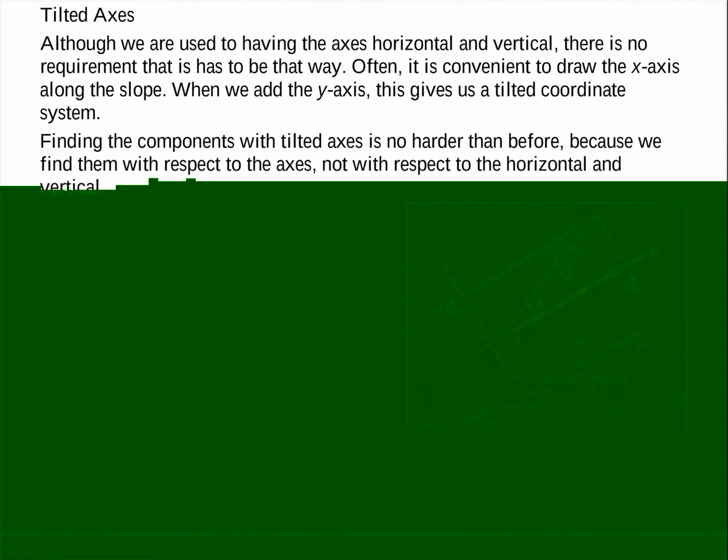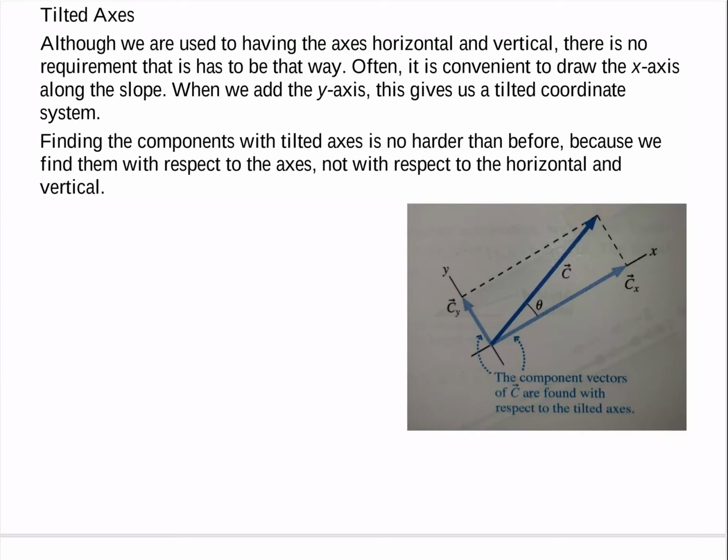So we have some kind of a ramp or something going on right here. So we tip the x-axis to be along that ramp, which means that the y-axis remained perpendicular to the x-axis. So now we have tilted axes. Finding the components with tilted axes is just like we were doing last time, because you find them with respect to the axes, not with respect to the horizontal and vertical.